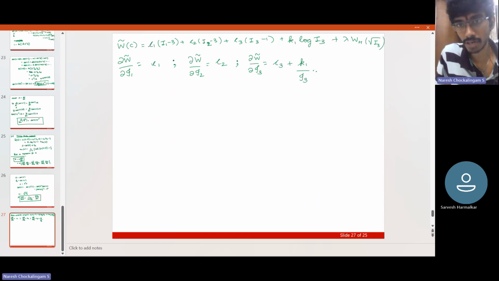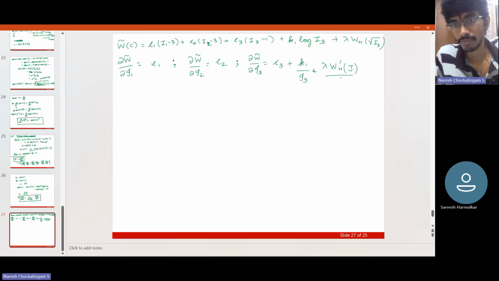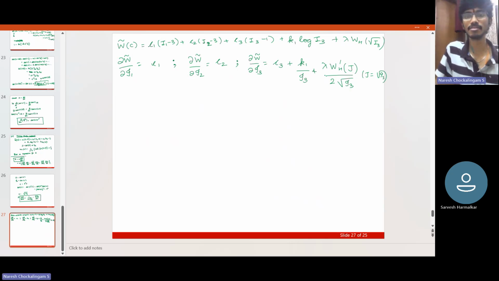And what about the last term? You get plus lambda. Apply the chain rule. So you get WH dash. W depends only on root J, so it is WH dash of J. And then use the chain rule. So what is the derivative of root I3? The derivative of root I3 we just computed in the previous slide. It is 1 by 2 square root of I3. And here J is equal to square root of I3. So this is fine. We got this.